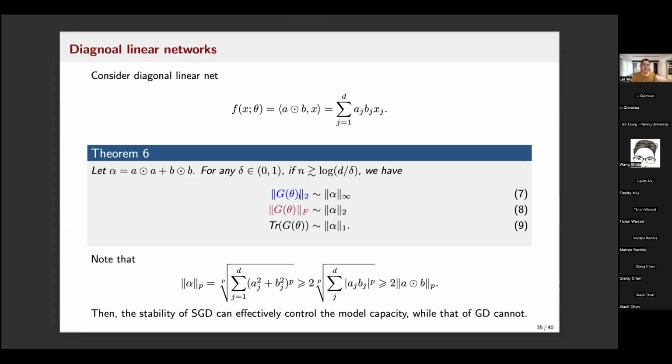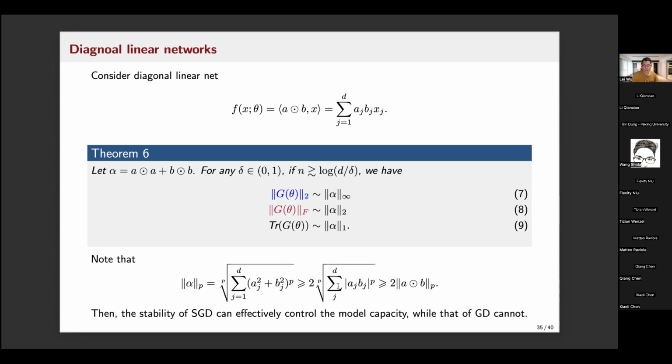This is the diagonal linear network, which is actually just a linear regression with the coefficients re-parameterized by the multiplication of two parameters, a_j and b_j. So this is just a linear regression with re-parameterization, but with this re-parameterization, the landscape becomes non-convex. This circle-times means element-wise product, and alpha is a vector of dimension d. We can prove that the L2 norm of the Hessian is roughly the L infinity norm of alpha, and the Frobenius norm is roughly the L2 norm of alpha.